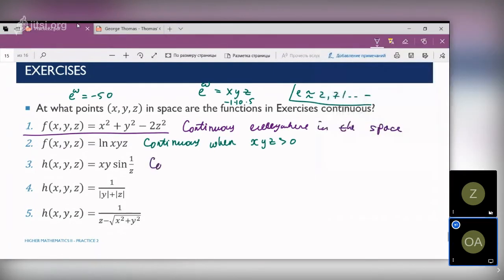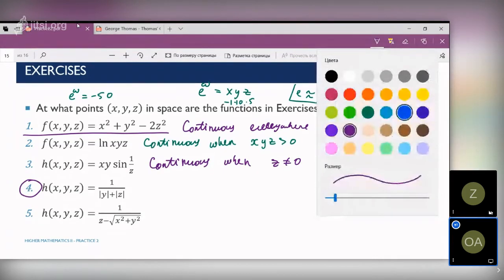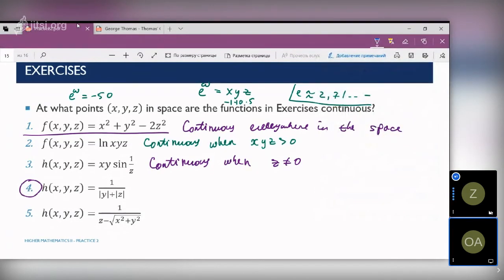In other cases, it's continuous. How about exercise 4? I think it's continuous because we have an absolute value of y and z, and it's never negative, because it's in the absolute value.